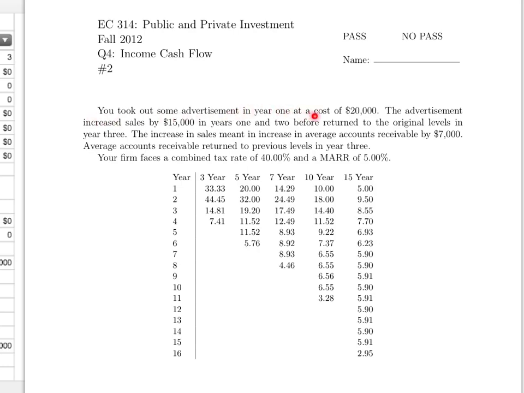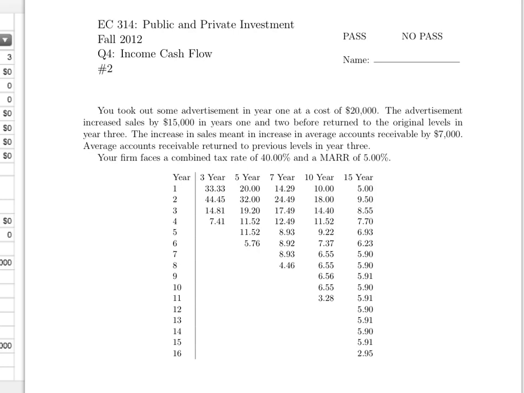We took out an advertisement in year one, and it had a cost of $20,000. What that's going to do is show up as an increase in an expense in year one. Here's what the advertisement gets us. We have increased sales by $15,000 in years one and two, and then they return to the original levels in year three. So we'll show you how that's going to appear on the income and cash flow statement in a little bit.